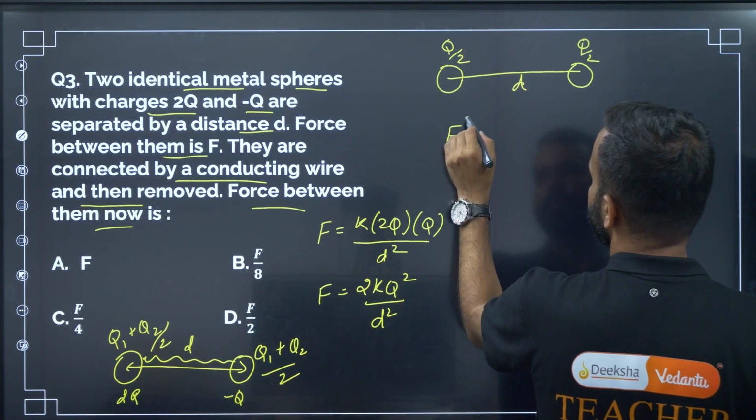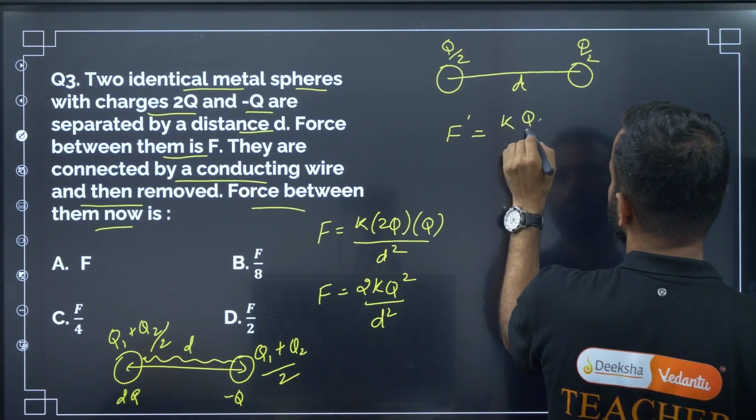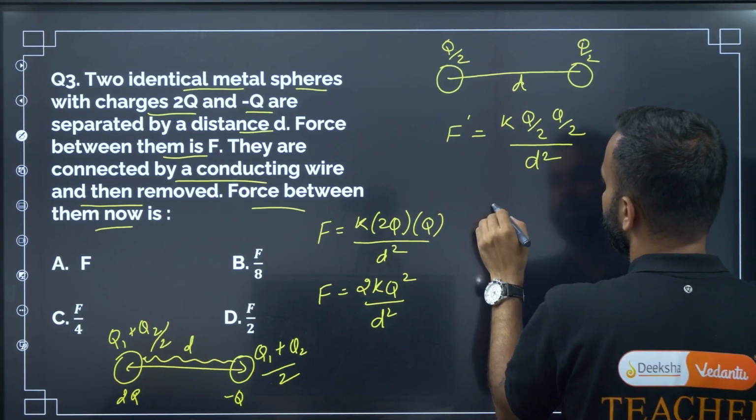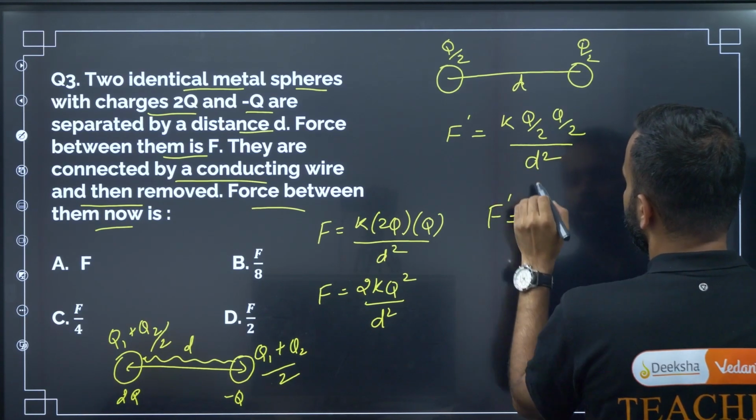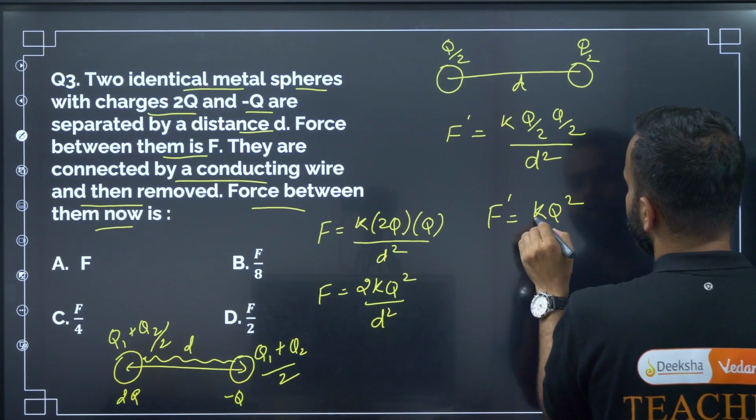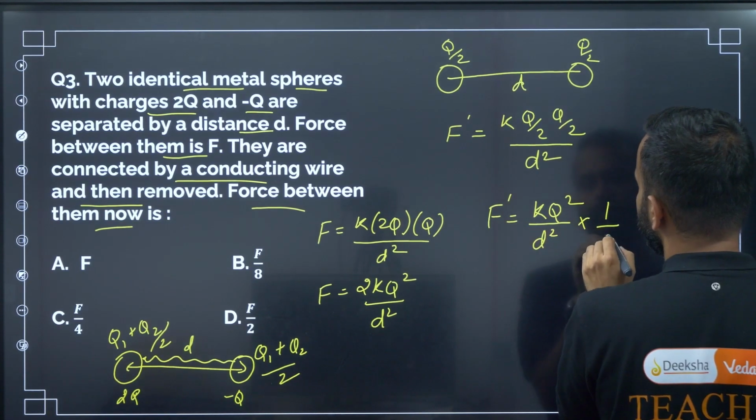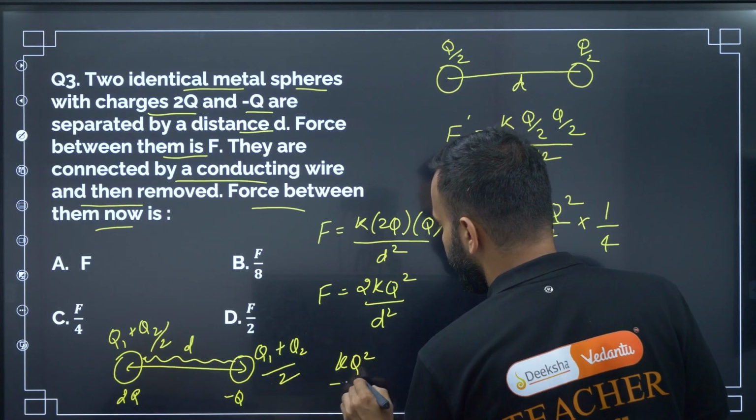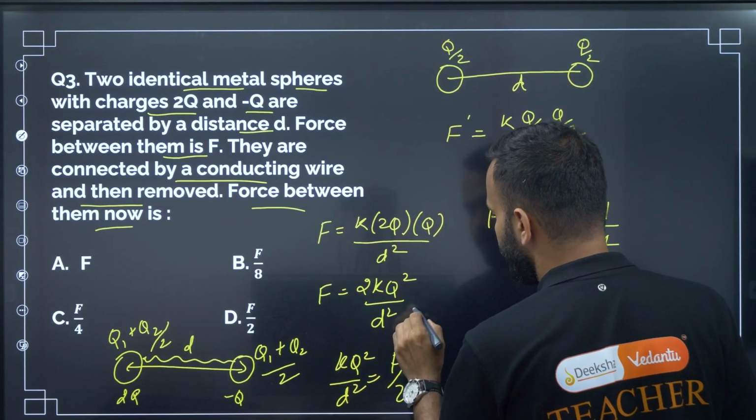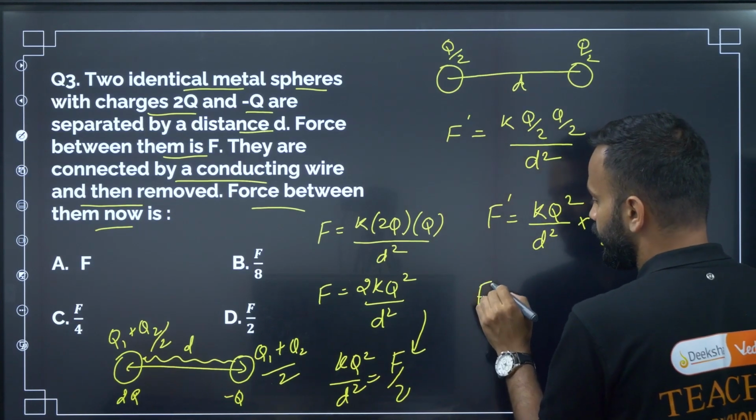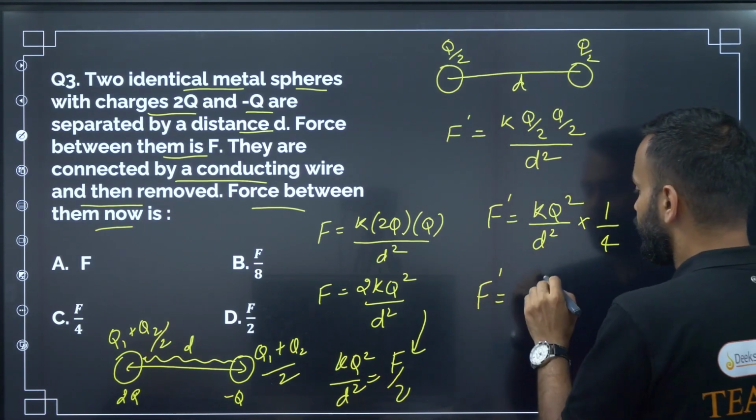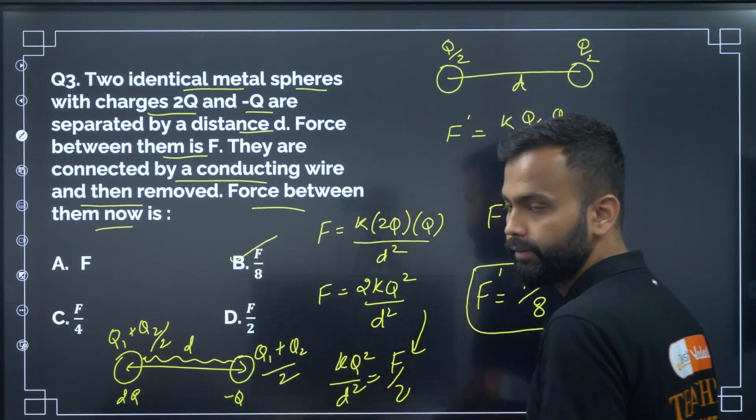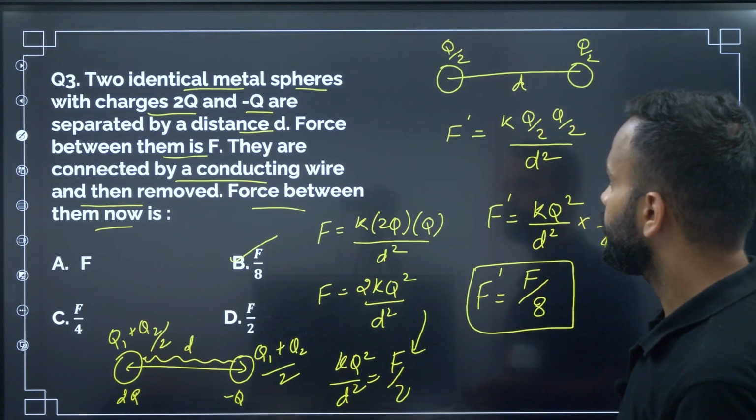So now the force between them, F dash, is equal to K into q by 2 into q by 2 divided by d square, by Coulomb's law. So F dash is equal to K q square divided by d square into 1 by 4. Here K q square divided by d square is equal to F by 2, from the earlier equation. So now F dash is equal to F by 2 into 1 by 4, that is F by 8. So the correct option is B. Next question. Question number 4.